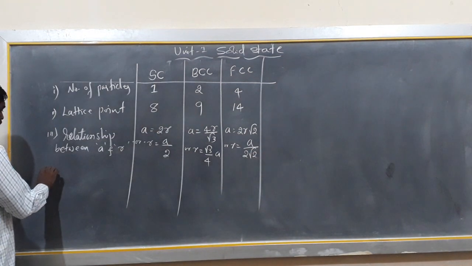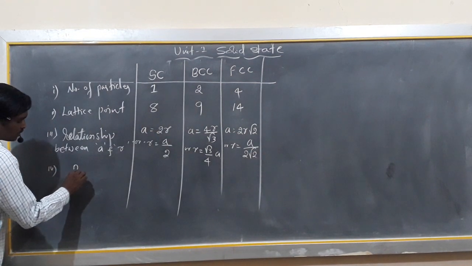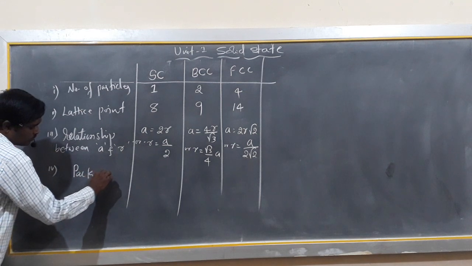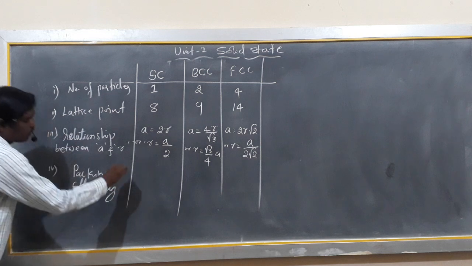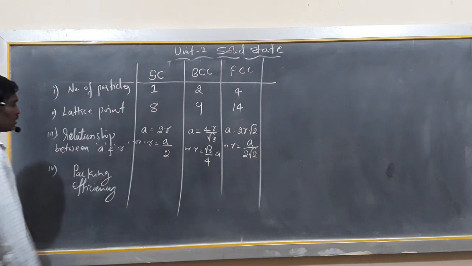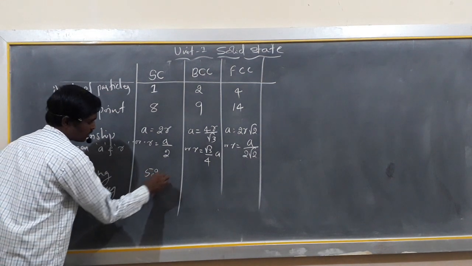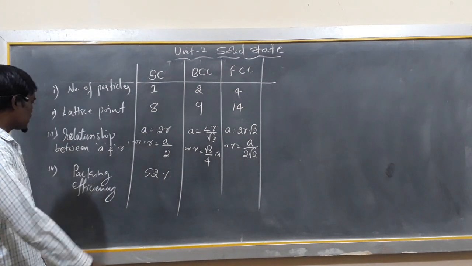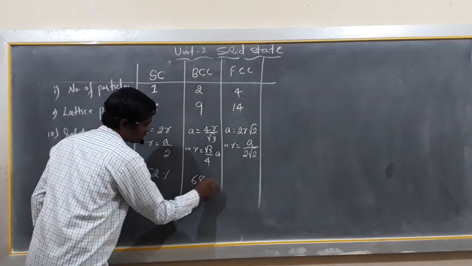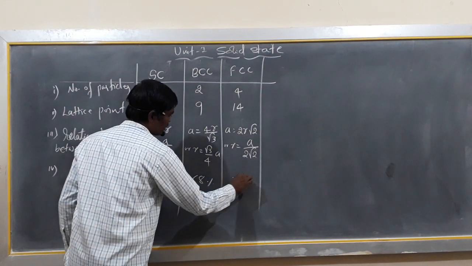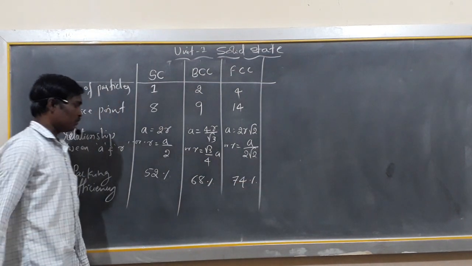And next, we calculated the packing efficiency. Packing efficiency in simple cubic cell, 52% of the space is occupied by the particles, and in BCC it is 68%, and in FCC 74% is the packing efficiency.